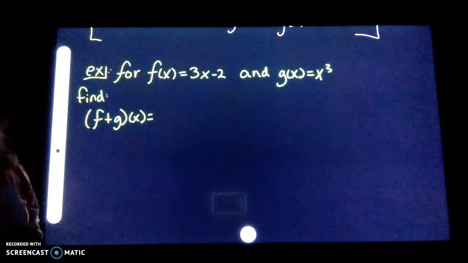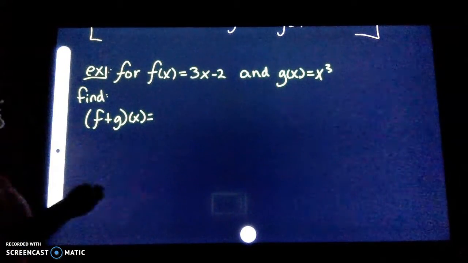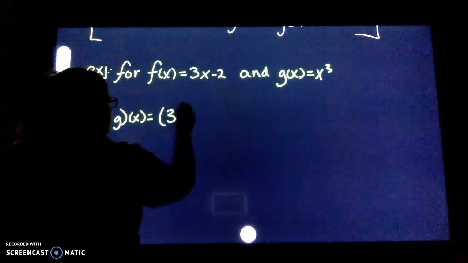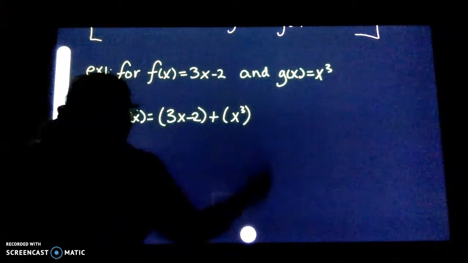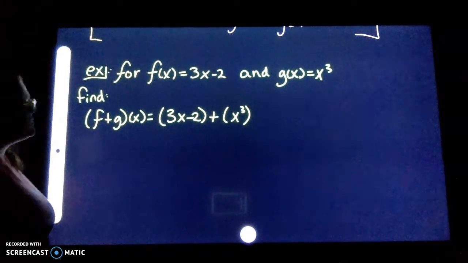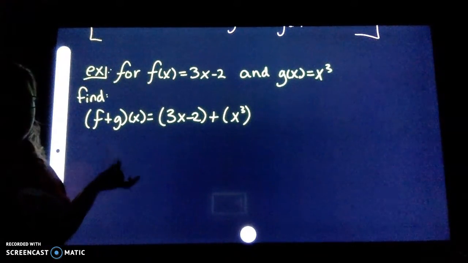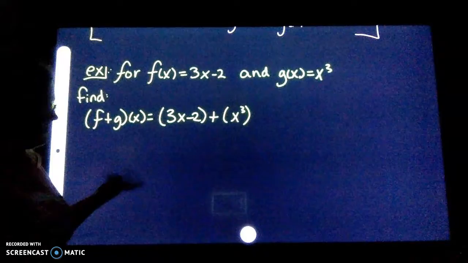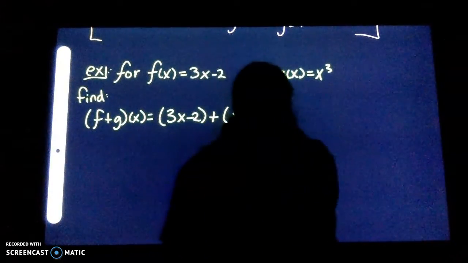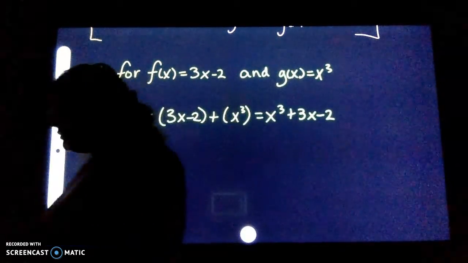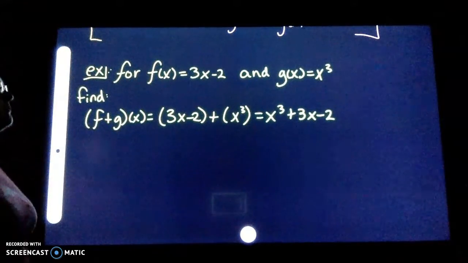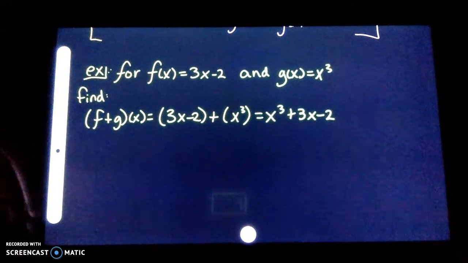If you look back at your rules, this is simply saying that I take my first function, solved at x, plus my second function, solved at x, and I simplify it out. What's the only way I can simplify addition? Well, combine like terms. There's nothing here I can put together. So my addition function is simply x cubed plus 3x minus 2. And that's it.